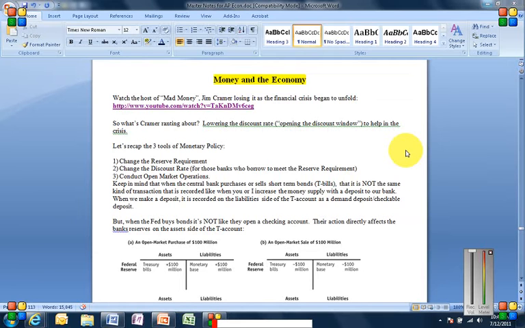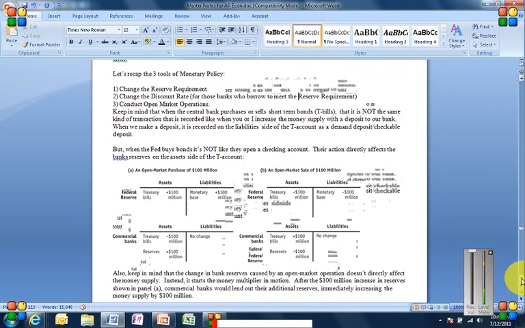When we make a deposit, it's recorded on the liability side of the T account, so on the right-hand side under liabilities. And it's recorded as a demand deposit or checkable deposit, DD, CD. But when the Fed buys bonds, it's not like they're opening a checking account like you and me. Their action directly affects the bank's reserves on the asset side of the T account. And so here are a couple of examples of that.